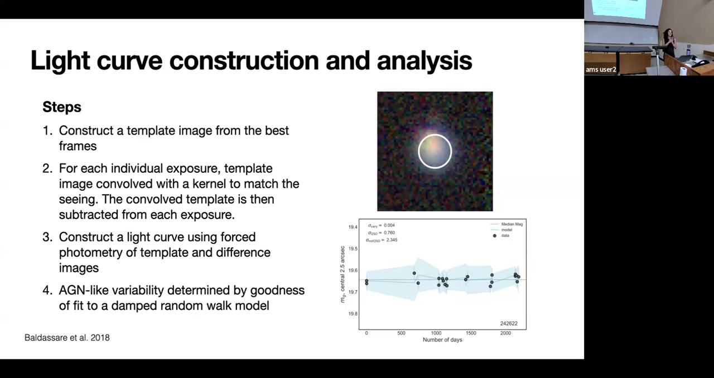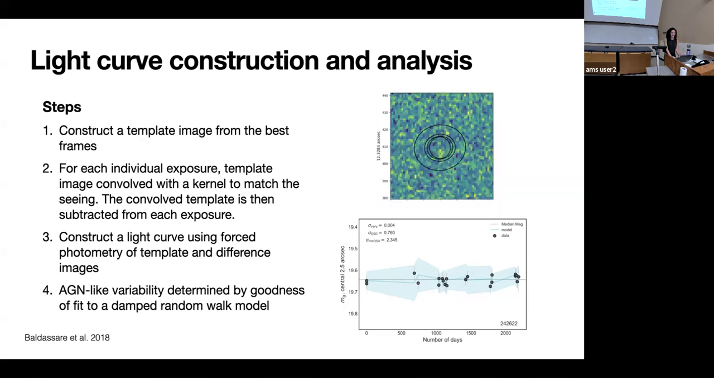And then we basically go image by image and degrade the template image to match the resolution of each one of those images one at a time, and then subtract the template from the individual image. And then from there, in all of those subtracted images, we would measure the light at the center of the galaxy and look for things that are variable.